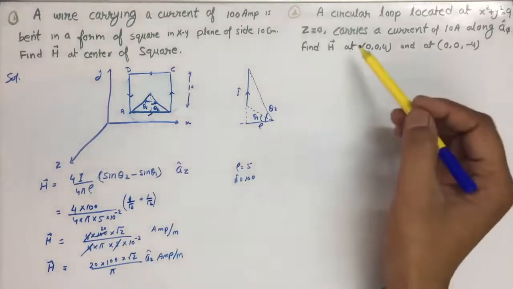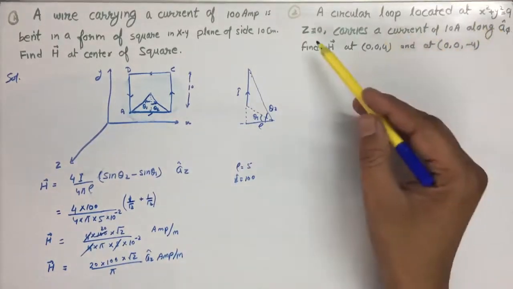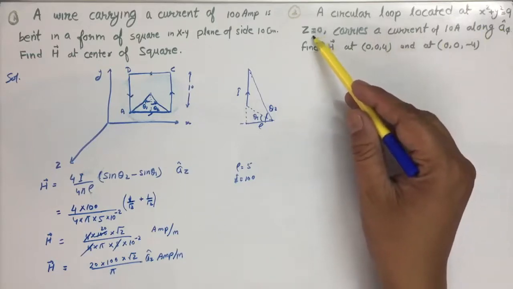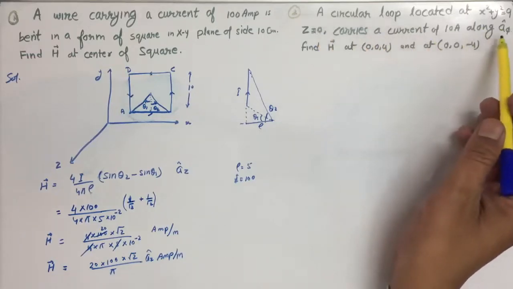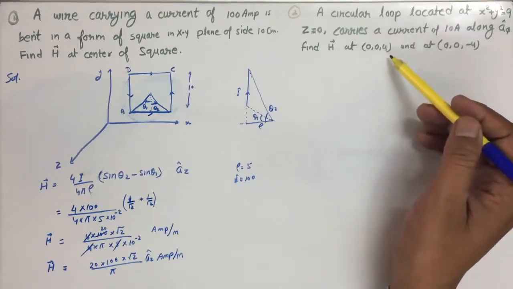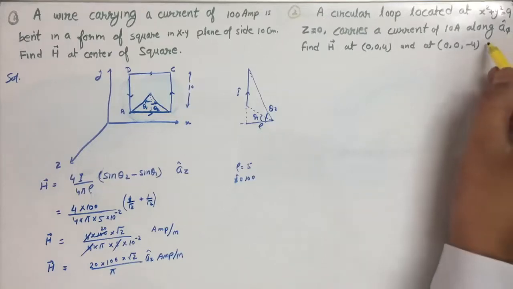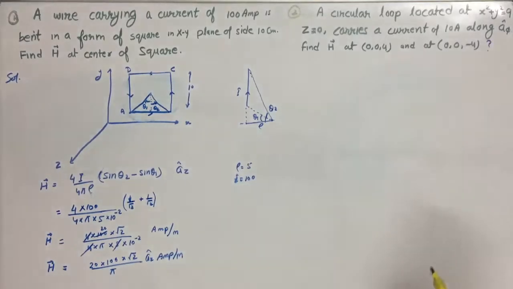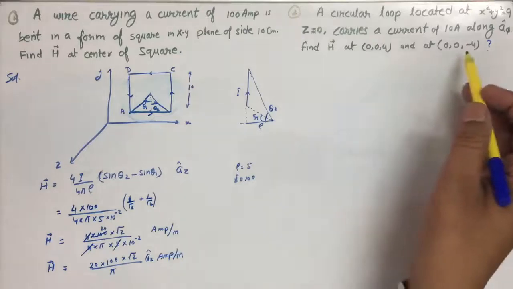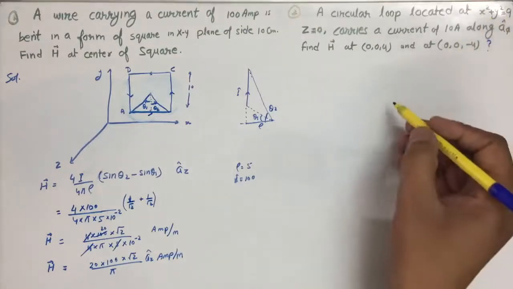Now the next problem is: a circular loop located at circle of radius 3 in the XY plane carries a current of 10 ampere along A phi. Find H at Z equal to 4 and at Z equal to minus 4. So we have to find this H, the magnetic field intensity, at two different points due to this circular loop.